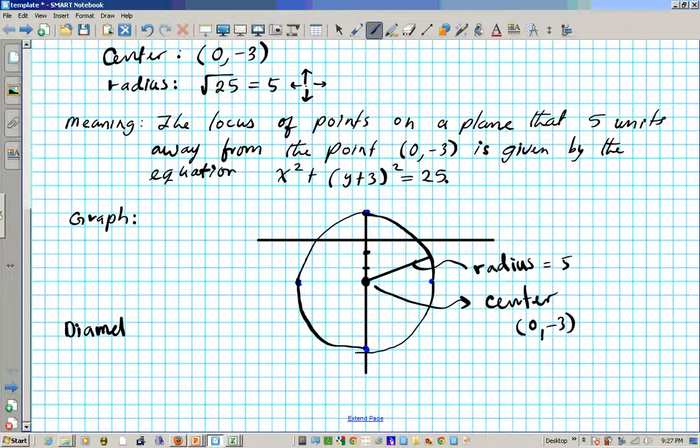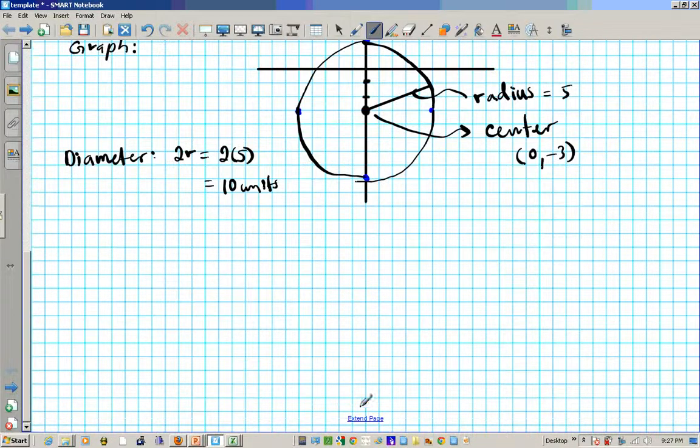The diameter is basically 2r. So in this case, it's going to be 2 times 5. So your diameter in this problem is 10 units. Okay? And then next you need to know the circumference.